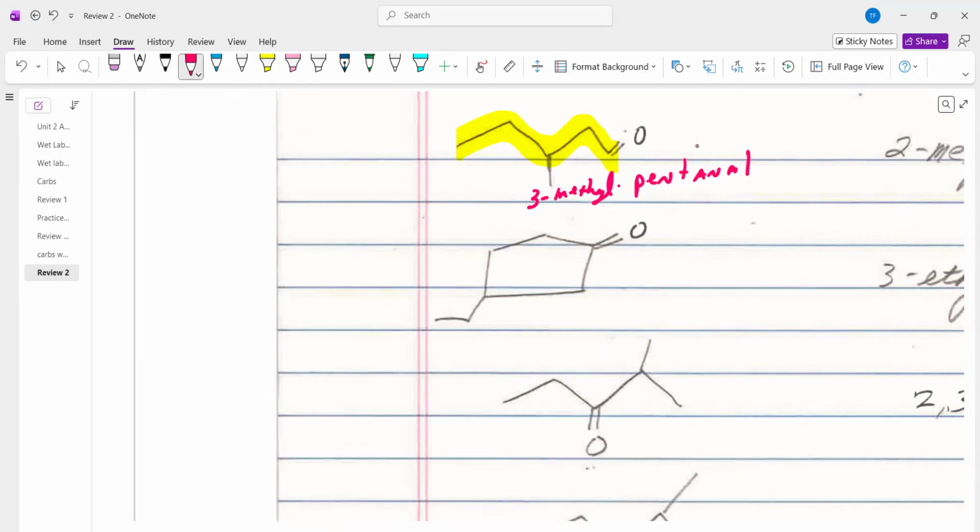Okay. This is a cyclic, five-membered cyclic ketone, with an ethyl group at 1, 2, 3.